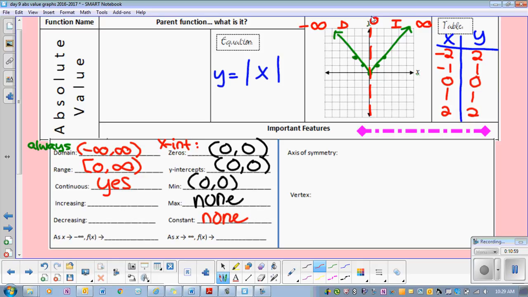Now, where is it increasing? From where to where? Thank you. Always parentheses, right? 0 to infinity. And where is it decreasing? Negative infinity to 0. Good.